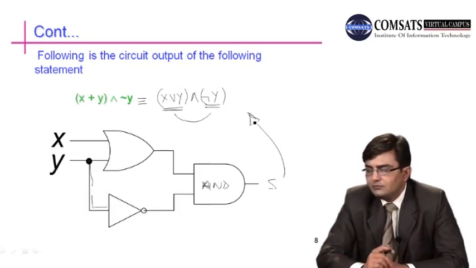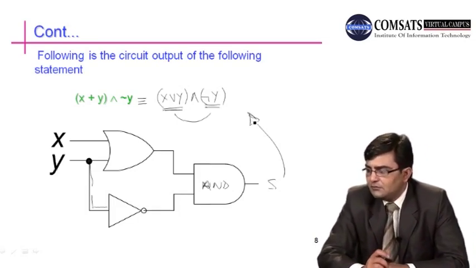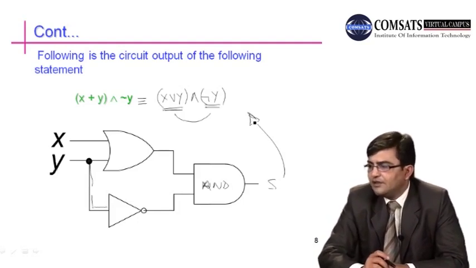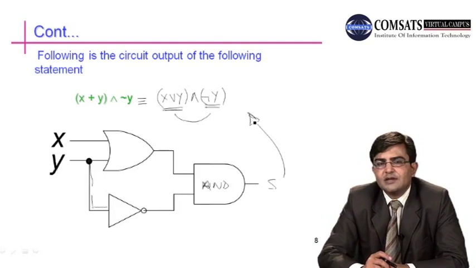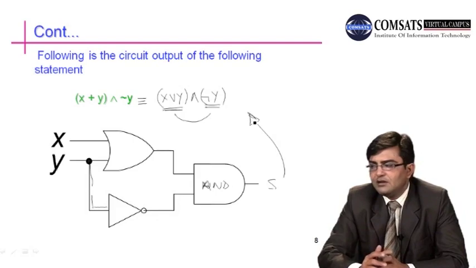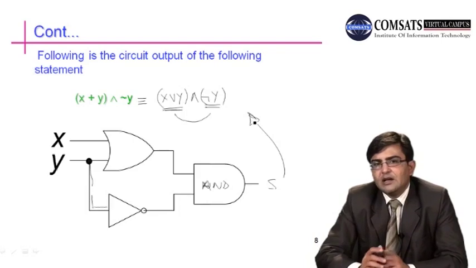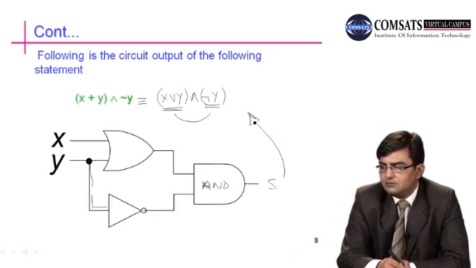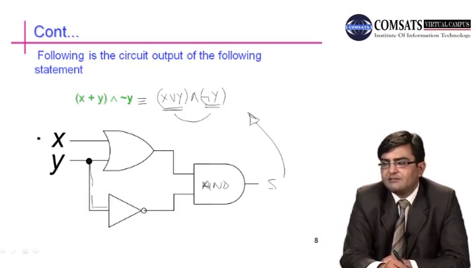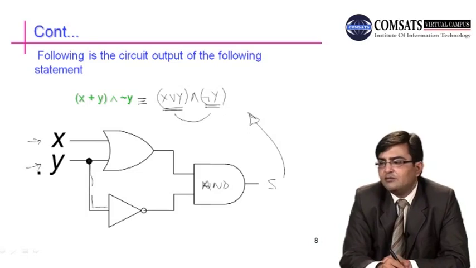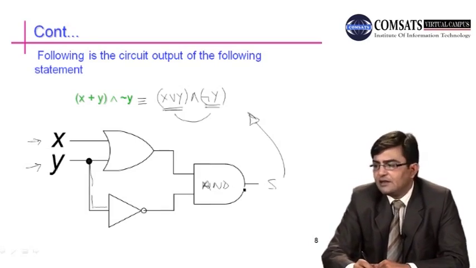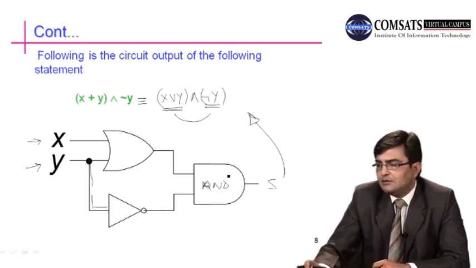So I think these are sufficient examples to understand how to construct a circuit for a given logical expression, sometimes called a Boolean expression. And we have also seen that if we are given the inputs of these propositions x and y, we can find the output corresponding to the given circuit. Yes, any circuit.